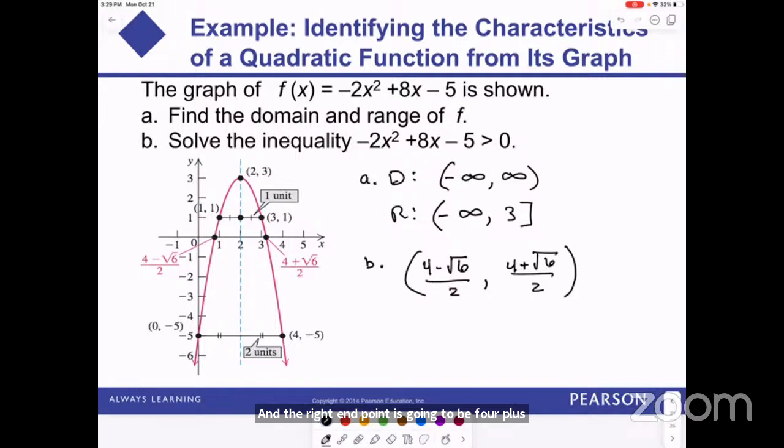And it's positive within these bounds, but not at the bounds. It's equal to 0 at the bounds. So that's why we're using parentheses over square brackets, because we want to know when is it strictly larger than 0. Okay.